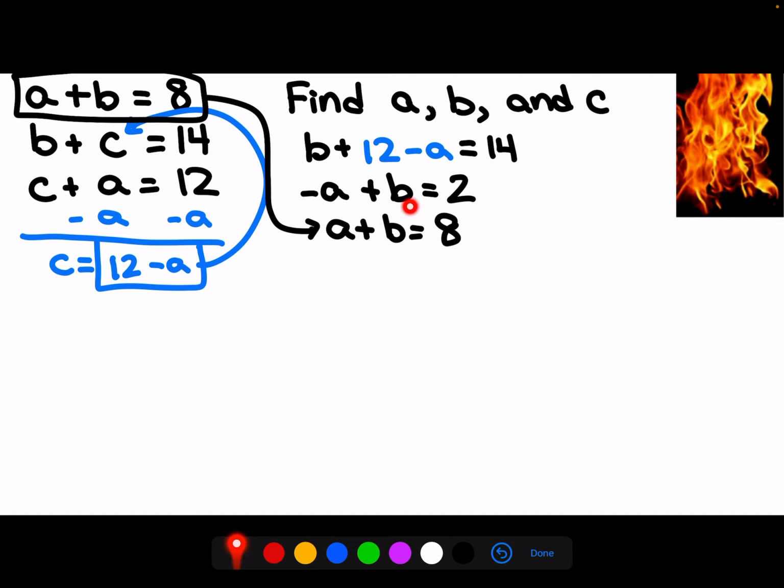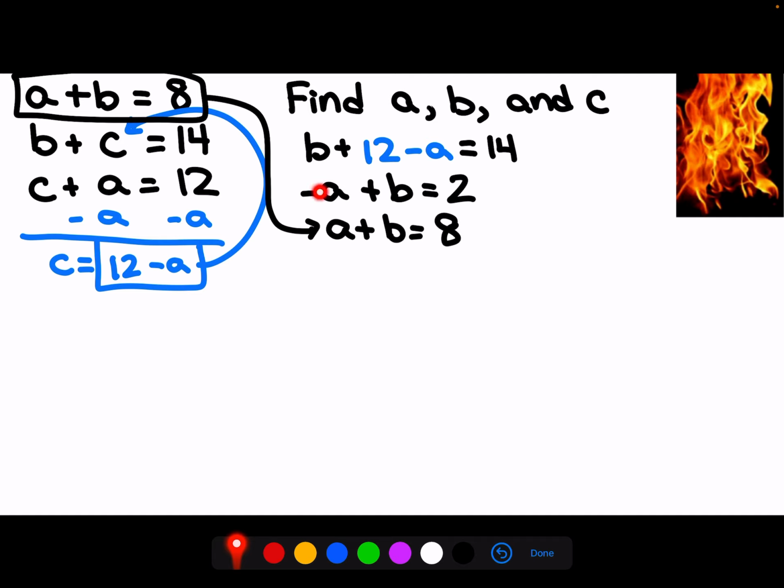So I now have two new variables, a and b. Well, another equation from our three originals that has those two same variables is the top equation, a plus b equals 8. So I'm just going to go ahead and move that down right below it. So I now have negative a plus b equals 2 and a plus b equals 8. Now looking at this, they have the same variables, so I can go ahead and eliminate some of the variables.